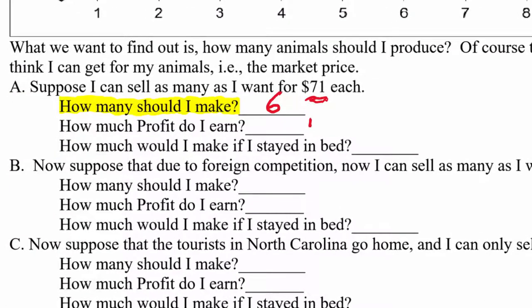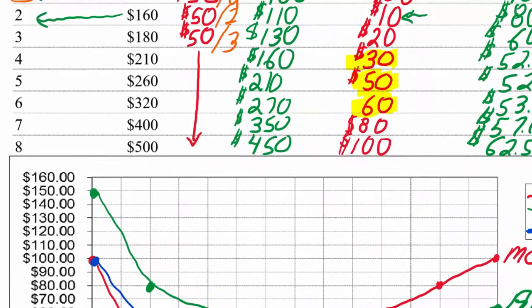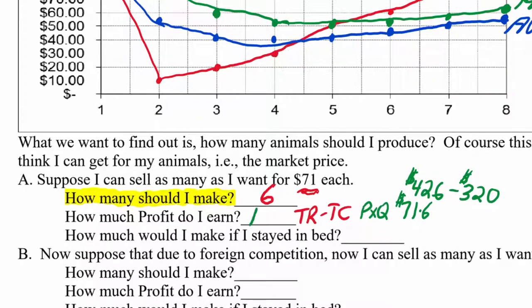Well, here's the formula for profit. Total revenue minus total cost. Total revenue is price times quantity. If we're selling these units for $71 a piece, times we're making 6 of them, our total revenue is going to be $426. How much are our total costs? Well, we can look those up from the table. When we're producing 6 units, that's $320. So $426 minus $320 in total costs, the profit is going to be $106. So this was a good day.